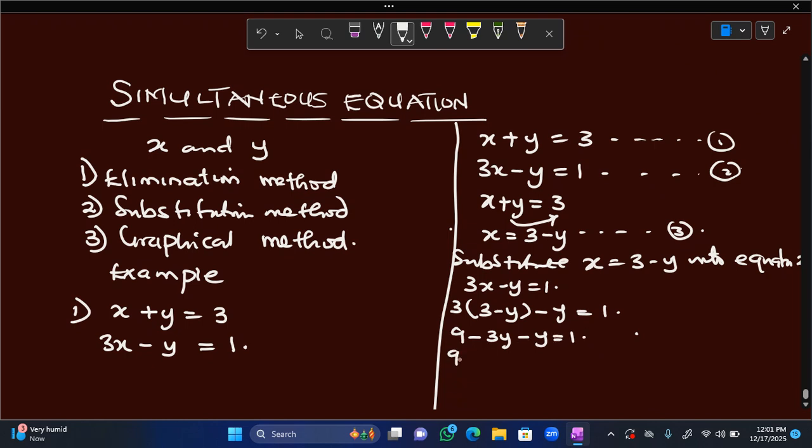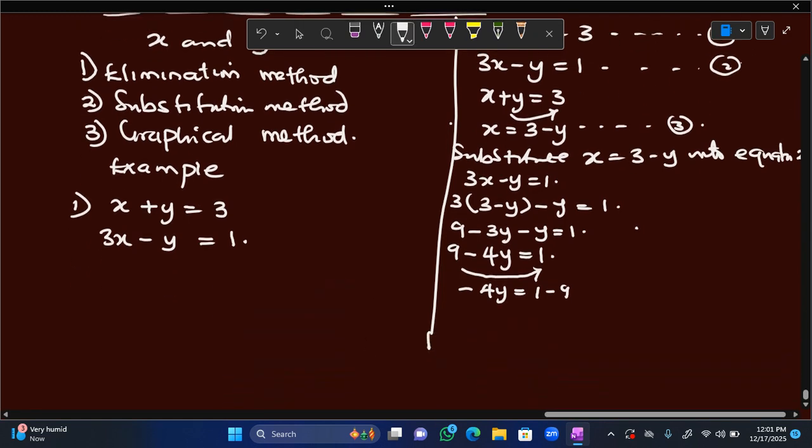Is it okay? Therefore, I have, minus 3y minus y. If we have minus 3y minus y, what will it give us? Good, minus 4y. That's a very good one. So therefore, I have minus 4y is equal to 1 minus 9. Now, we want to make this y stand on its own. So therefore, what will I do? I'll bring this 9 this way. So what I have is minus 4y is equal to 1 minus 9. Okay, so going further, we have minus 4y is equal to minus 8.